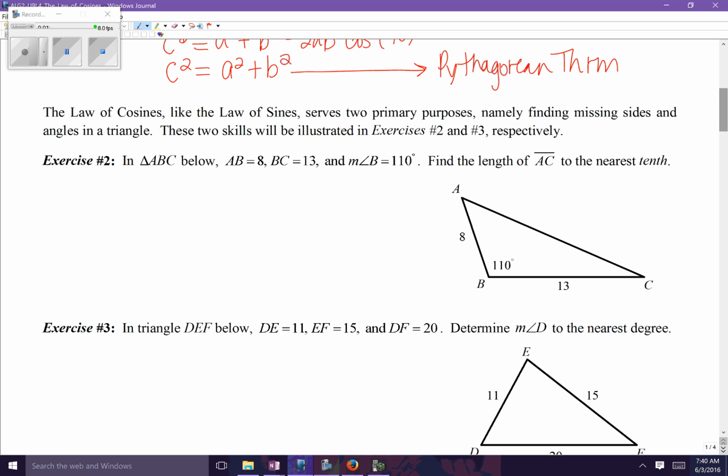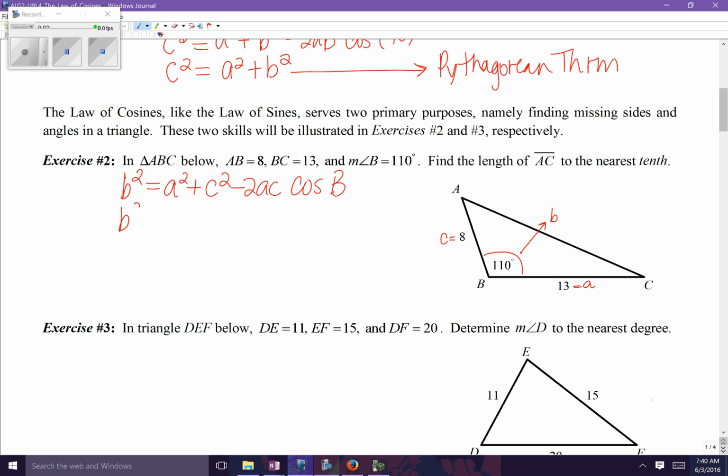So let's go ahead and jump in and start solving some of these. What I like to do is, here's my angle. Since this side is across from angle B, this is going to be little b. This side across from angle A is going to be my little a value. This side across from angle C is going to be little c. Since I have angle B and side b that I'm solving for, I'm going to want to use b squared equals a squared plus c squared minus 2ac cosine of B.